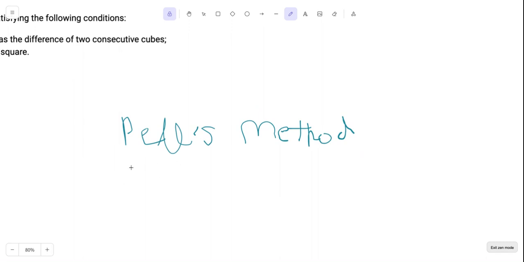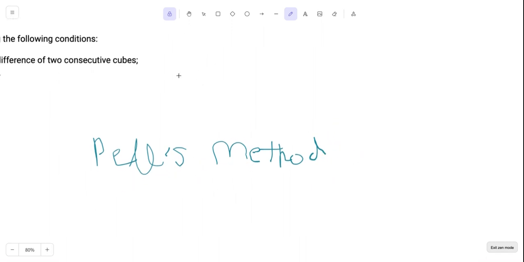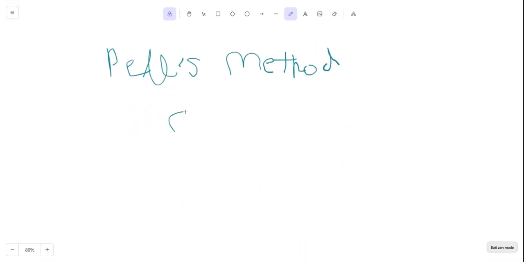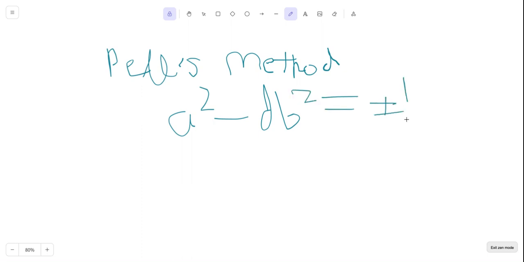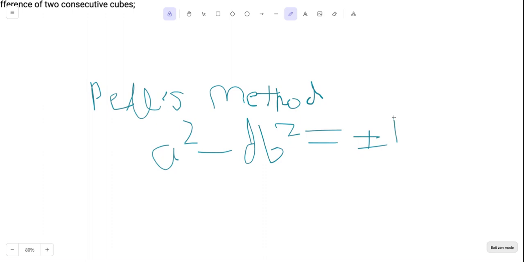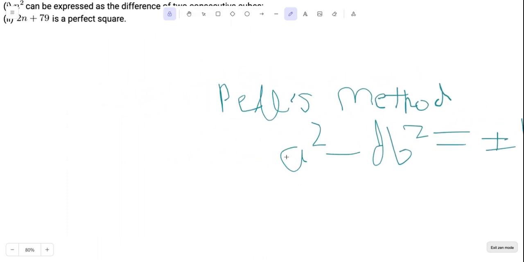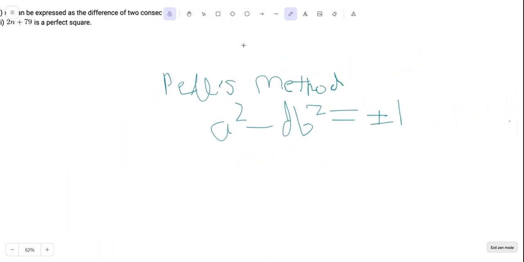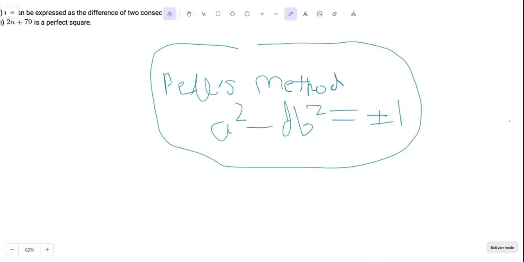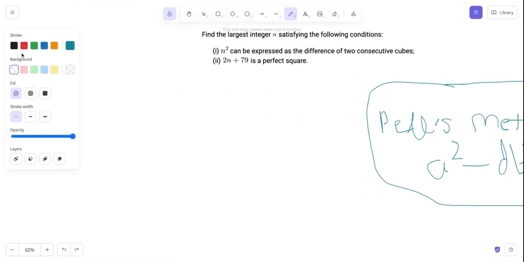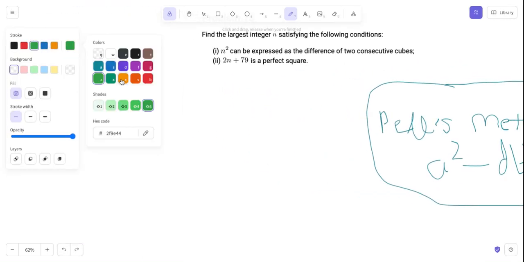So Pell's method helps you find solutions to the Diophantine equation a squared minus d p squared equals plus or minus 1. We're going to be using this to solve this. Okay, so let me switch my color over.